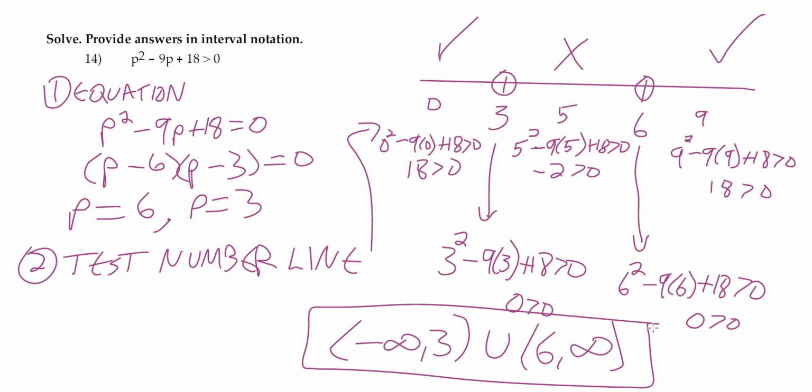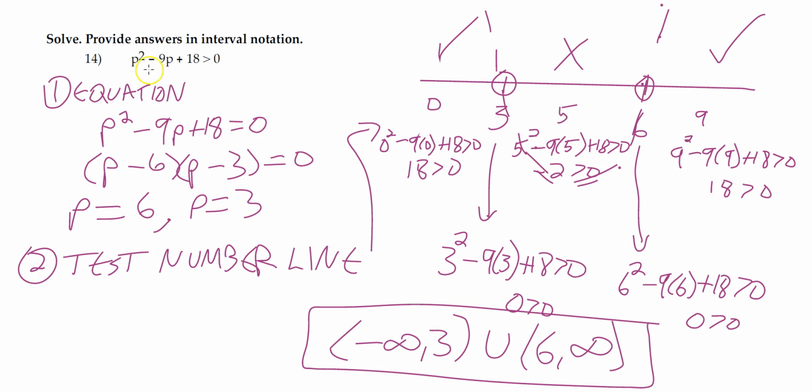Now this testing the number line. If you are confident with your graphing ability, you might recognize this is a quadratic function, a parabola, and because of the positive p squared, it opens up. And these would be the intercepts where it equals 0. So if you're confident with your graphing and you trust this graph, then you can interpret this inequality.